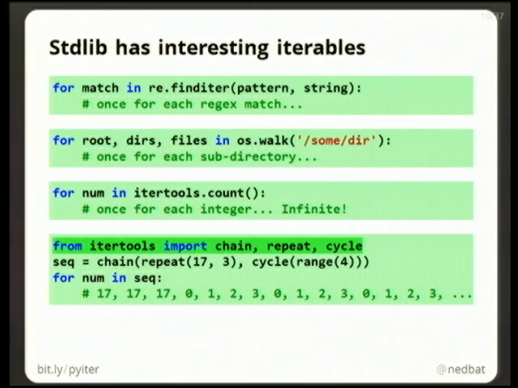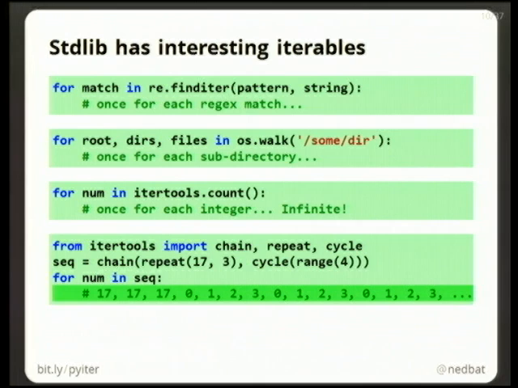And lastly, the itertools module has all sorts of cool functions that you can use to put things together. Here, I've made a chain which repeats 17 3 times and then cycles forever around all of the values in range of 4, which gives me 17, 17, 17, 0, 1, 2, 3, 0, 1, 2, 3, 0, 1, 2, 3 forever. I'm not sure why you'd use that, but itertools gives you these pieces to build these pipelines together to make interesting iteration.